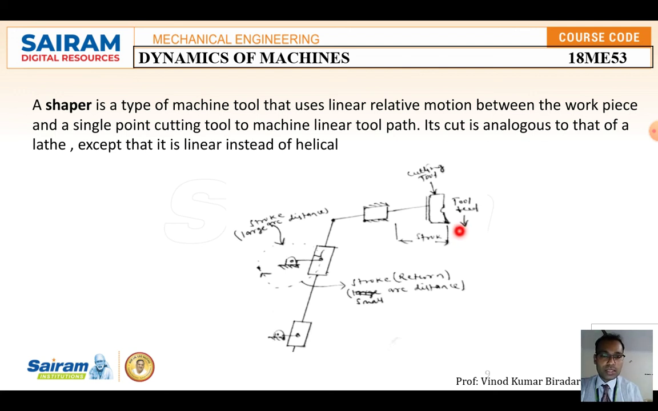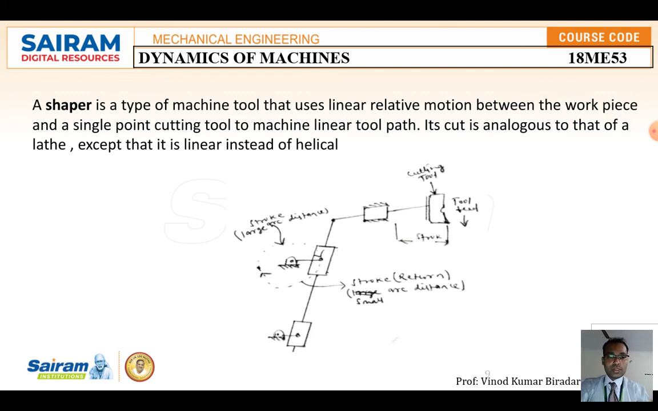but in this case we are going to cut in the forward and backward strokes of the cutting tool also. Okay, so the depth of cut is incremented by moving the workpiece, and the workpiece is fed downward with the help of the ratchet mechanism. Like this the cutting of material takes place. That is the shaper mechanism.